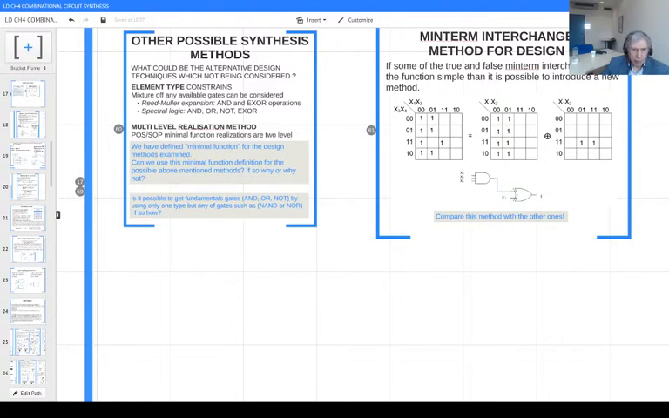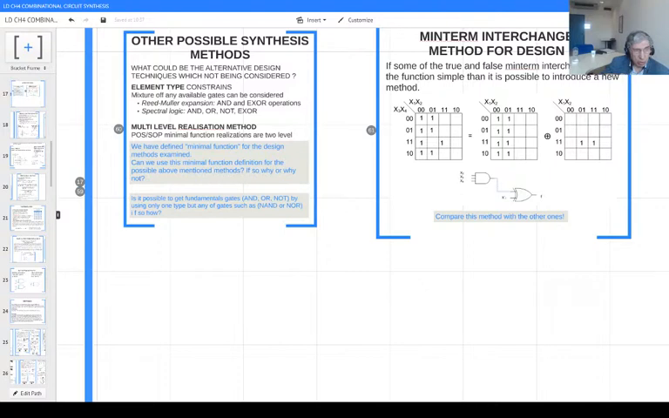What we have done up to now. We have found a minimal function realization by using the Kuhn-McCluskey method and the Carnot method. So in there we have found a minimal function realization.